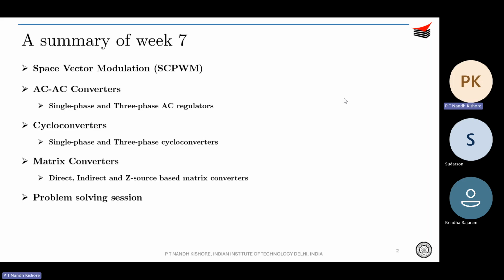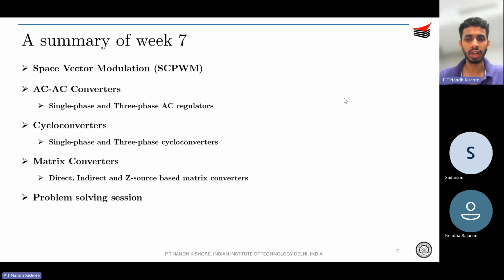And then you started off with AC to AC converters. First, you studied the regulators which you implement using conventional SCRs or thyristors. You learned about single phase and three phase AC regulators, right? And then you went into cycloconverters, in which again you learned about single phase and three phase cycloconverters. And finally, you studied matrix converters, right? So in matrix, you did study different types of matrix converters.